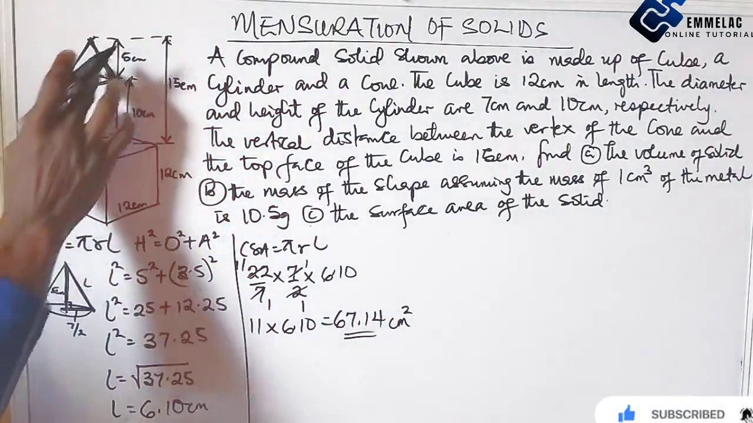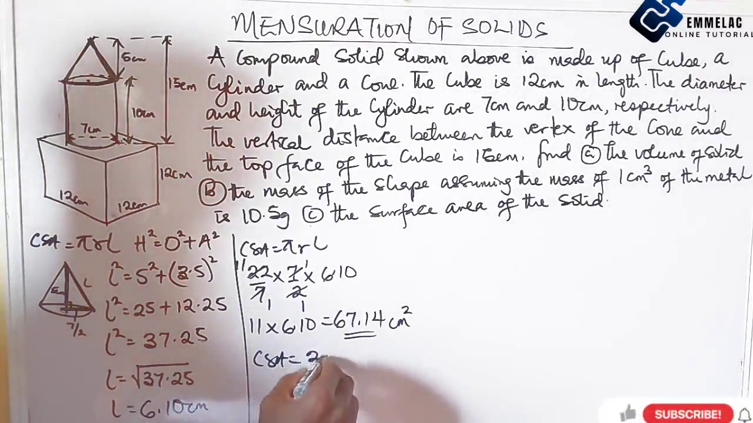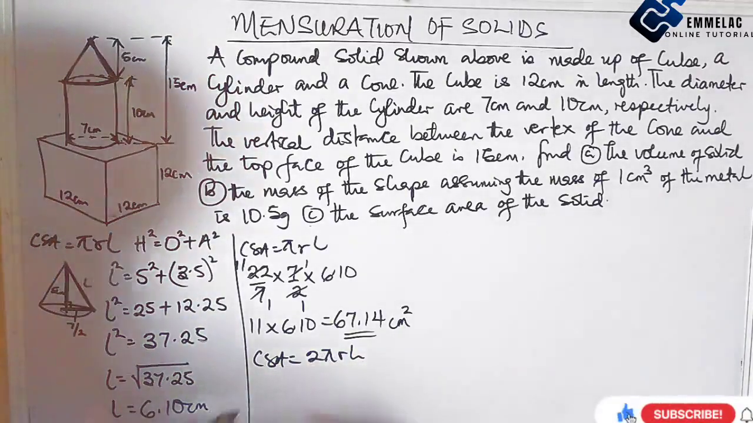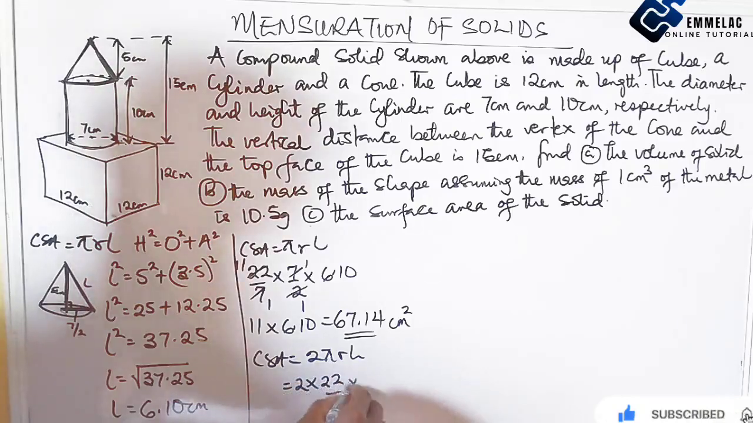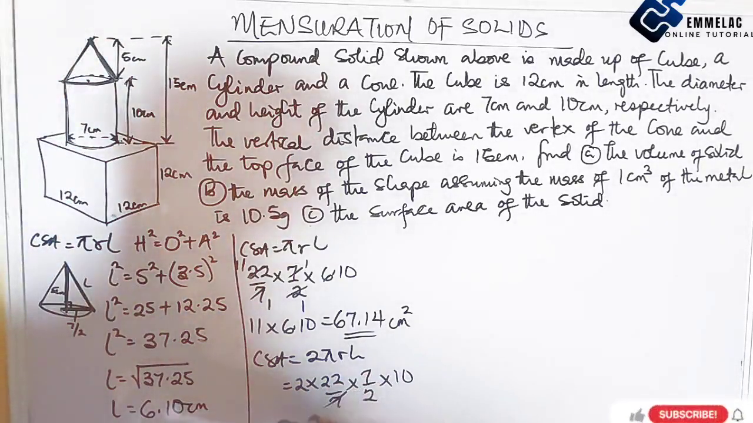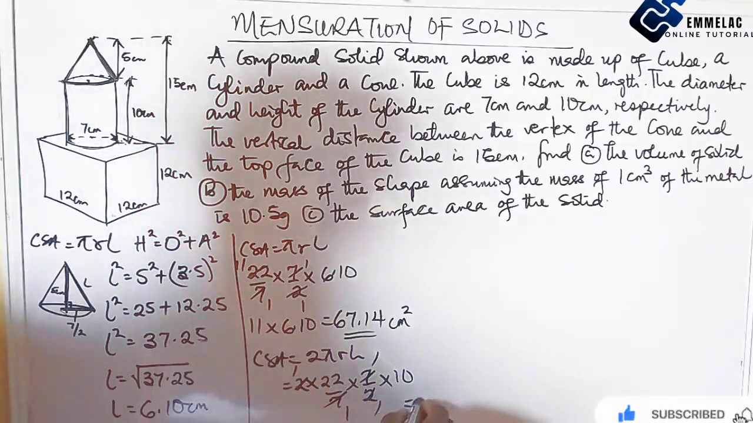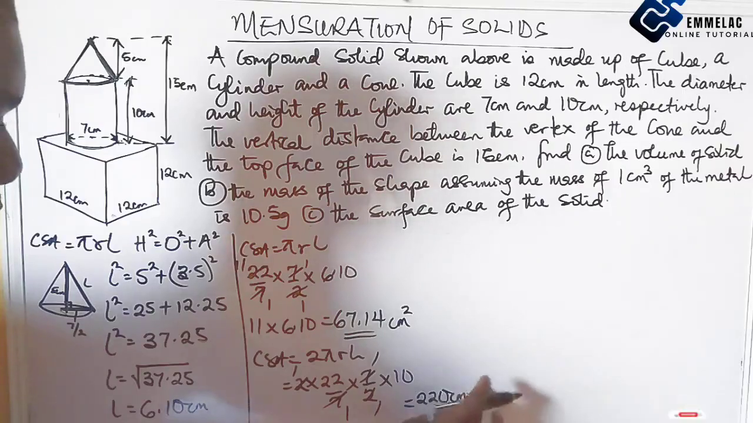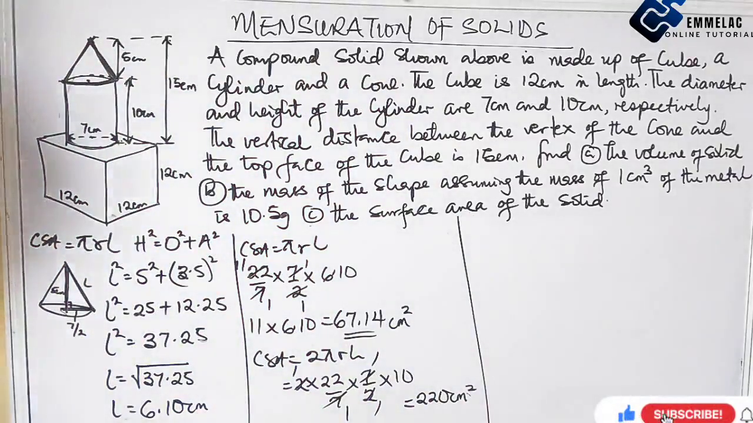Okay, so now that we've gotten this, let's go for the cylinder. The surface area of a cylinder is 2 pi r h, and here we have 2 times 22 over 7 times 7 over 2 times the height, which is 10. So 7 here 1, 7 here 1, 2 here 1, 2 here 1. So the surface area of the cylinder is 22 times 10, which is 220 centimeter square.